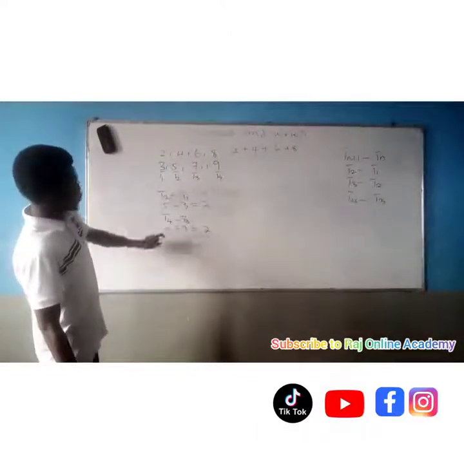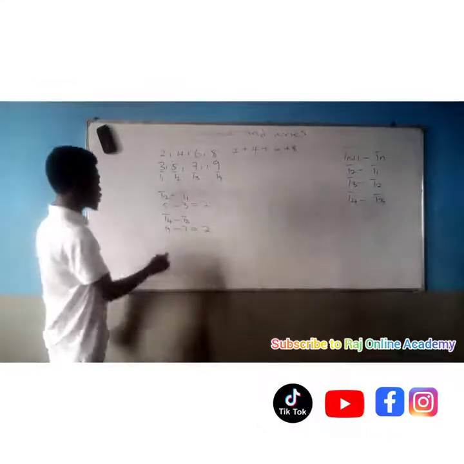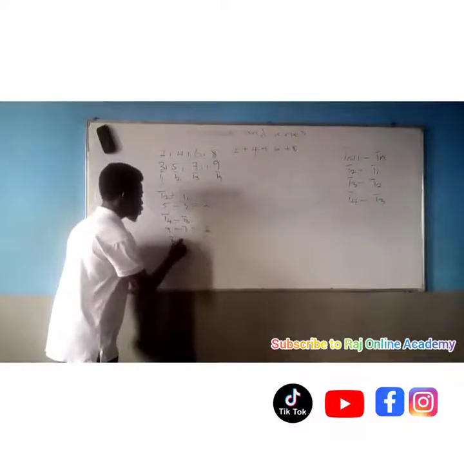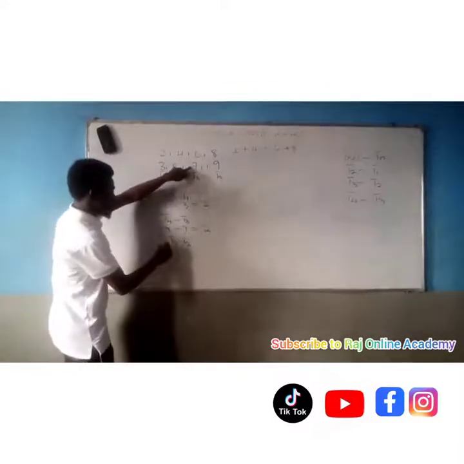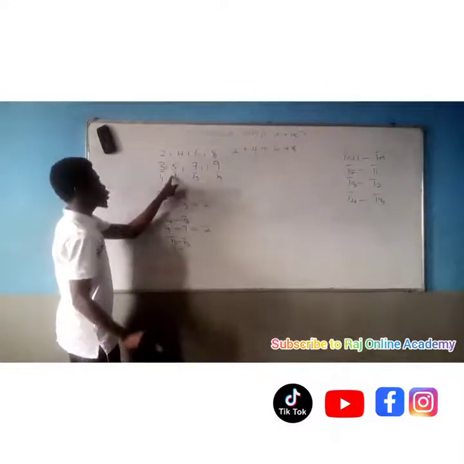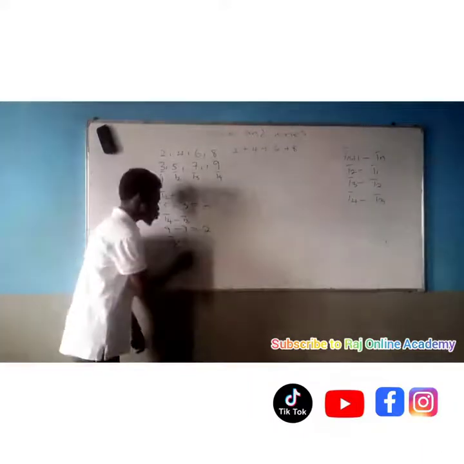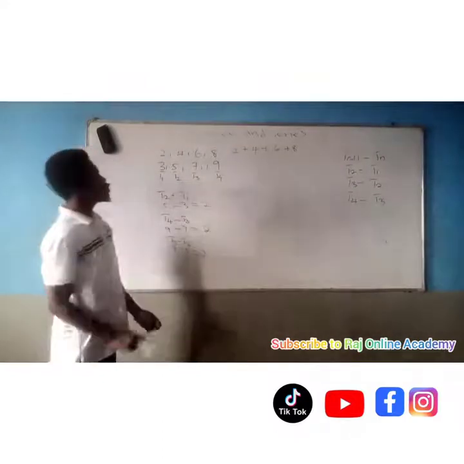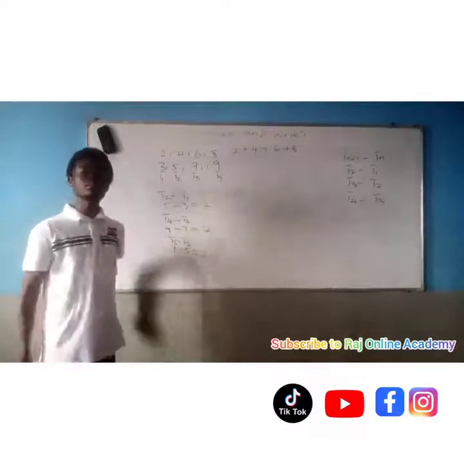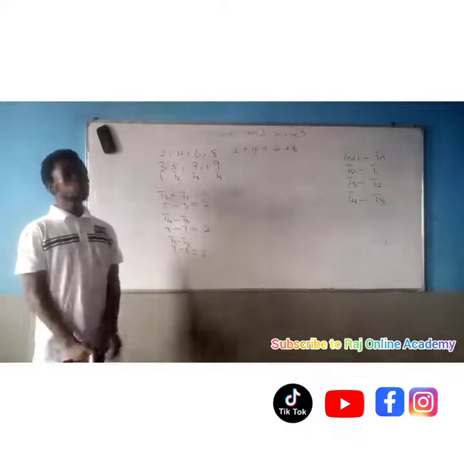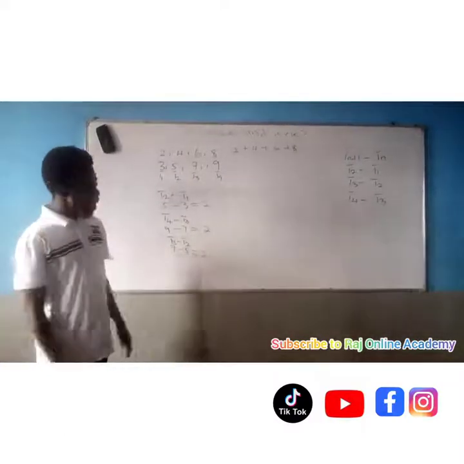Now again, T3 minus T2. What do we have for T3? We have 7 minus, what do we have for T2? We say 5. And 7 minus 5 is equal to 2. So if you take a look at this expression, we have a constant common difference, which is 2. Therefore we can call this expression a linear sequence.